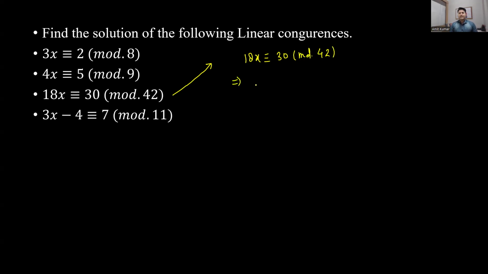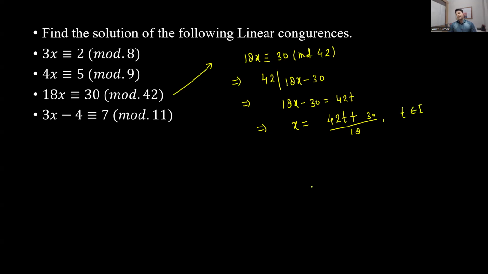The same can be done in the earlier manner: 42 divides 18x minus 30, which can be written further as 18x minus 30 equals 42t. From here, x equals (42t plus 30) upon 18 for some integer t. So we are supposed to put values of t in this equation, and whichever satisfies it gives a solution of the linear congruence.